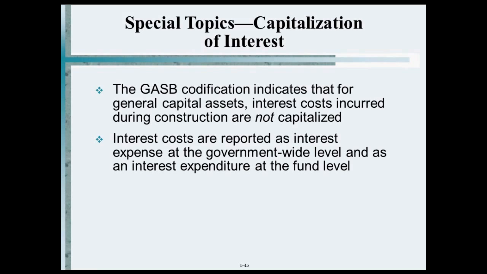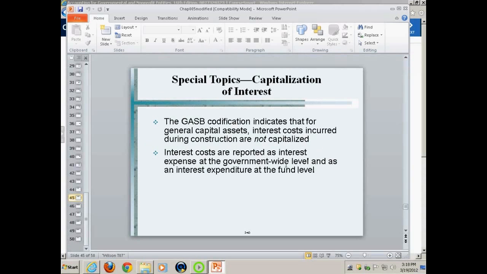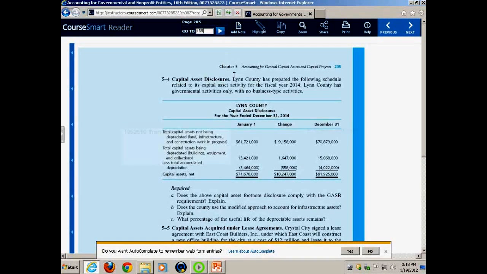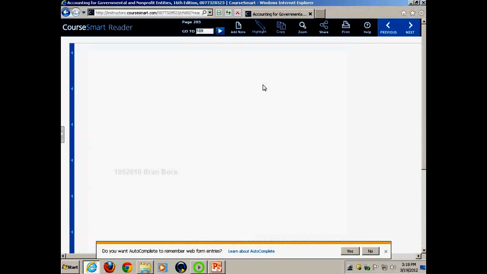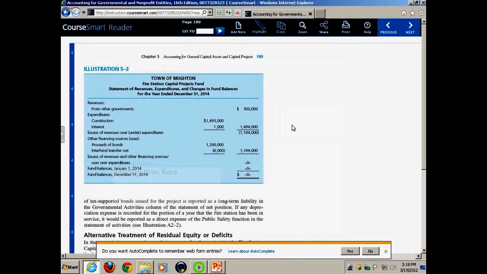Remember that separate line that we had after functions? And make a note for yourself. Actually, there is a statement on page 189. See how simple the statement is for the Capital Projects Fund? There isn't much here. Okay?